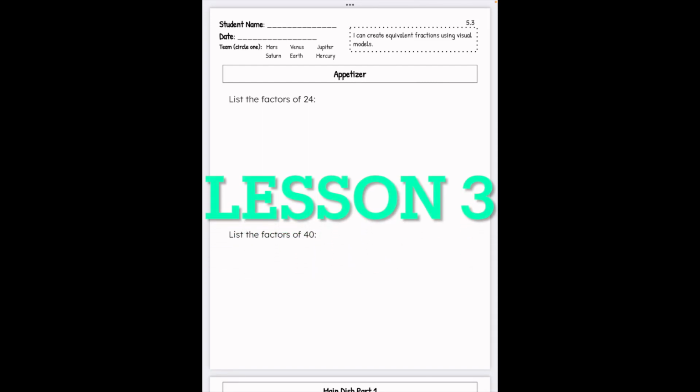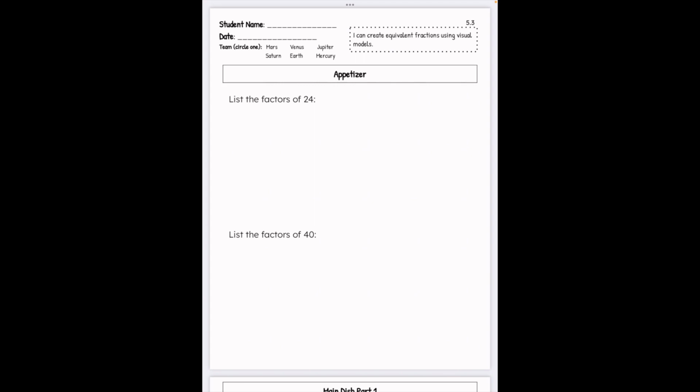Welcome to lesson 3. Go ahead and complete this first page, including your name, today's date, and your team at the top, along with filling out today's appetizer.